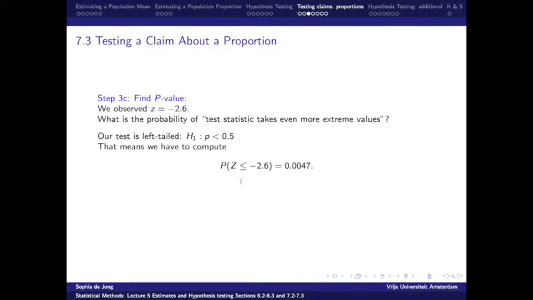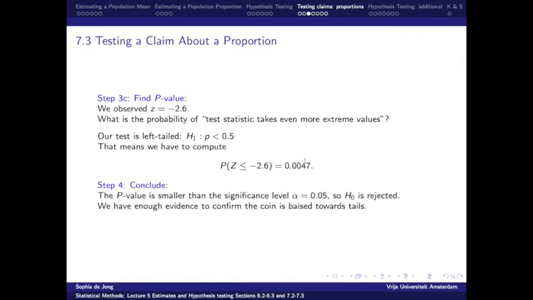So we compute this probability. We go to table 2 and look at the z-score of negative 2.6, and then you find the corresponding probability of 0.0047. And now we can conclude. This p-value is smaller than the significance level alpha, because alpha was 5%. This means that the null hypothesis is rejected. We have enough evidence to confirm that the coin is biased towards tails.